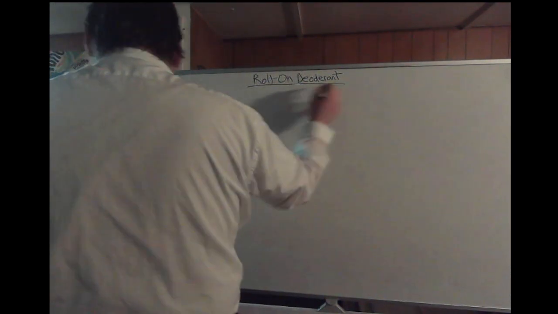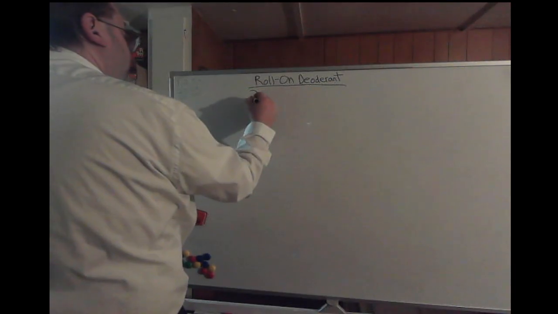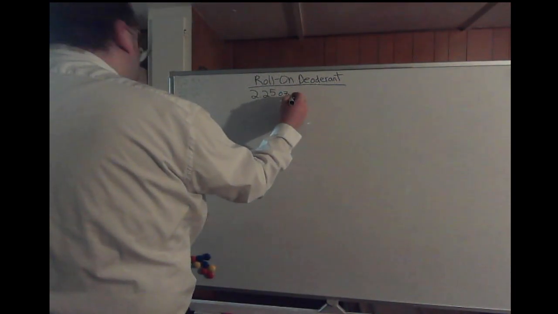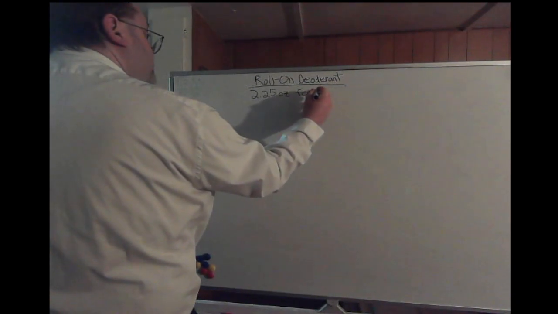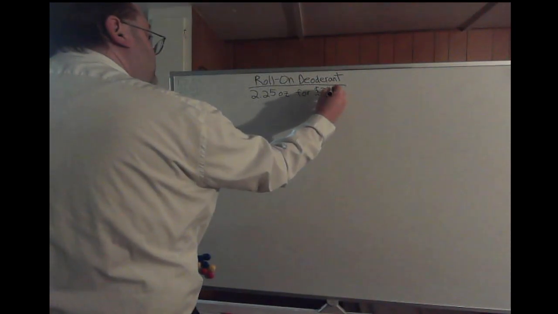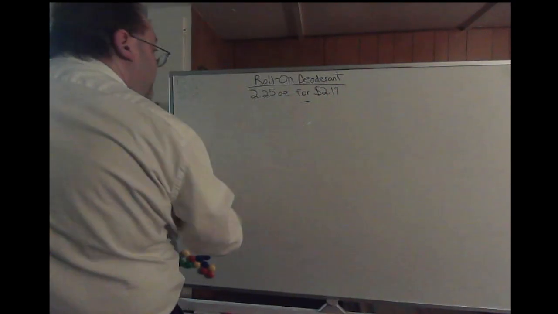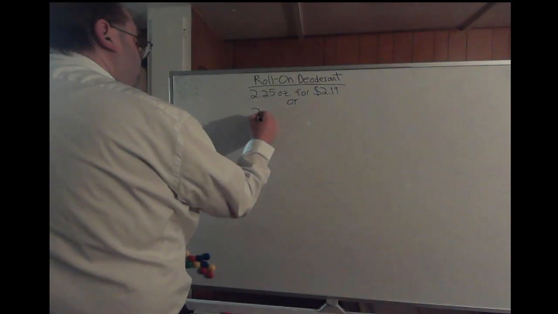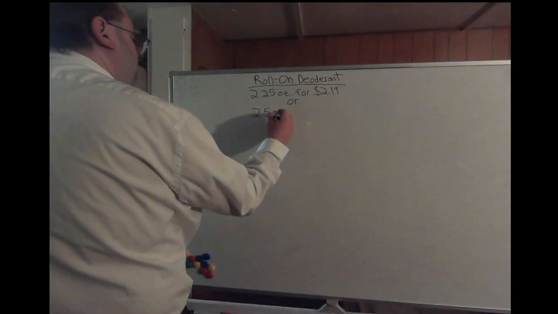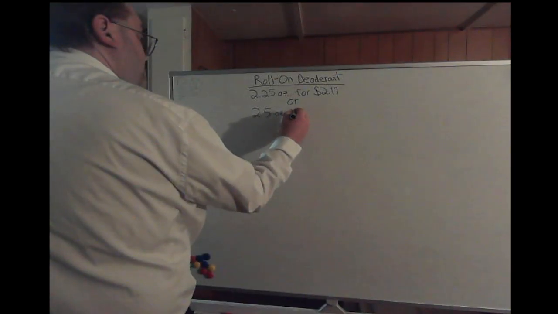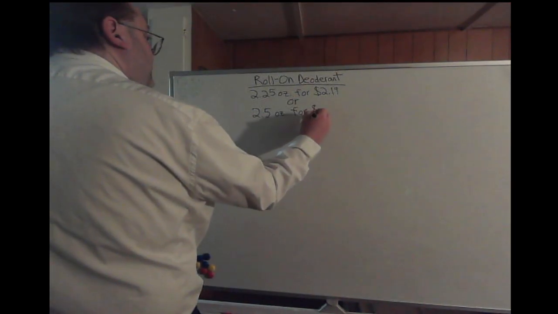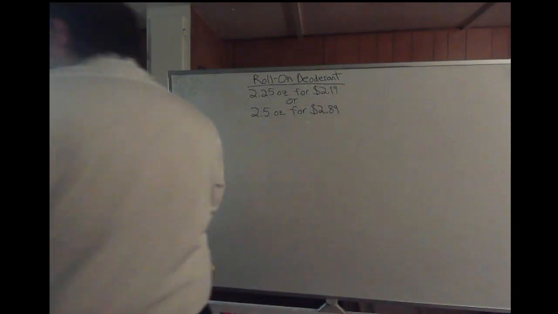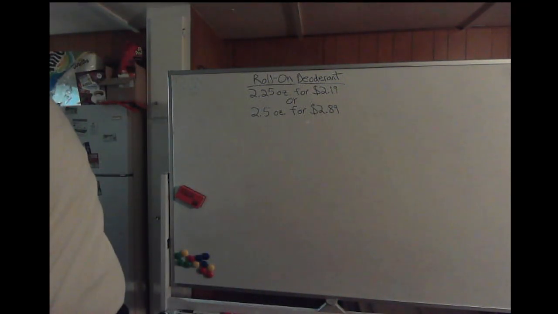Alright, so a store has some roll-on deodorant for sale. They have 2.25 ounces for $2.19. Dang it, I hate when I do that. Or 2.5 ounces for $2.89. So we've got to find which price is the better deal.